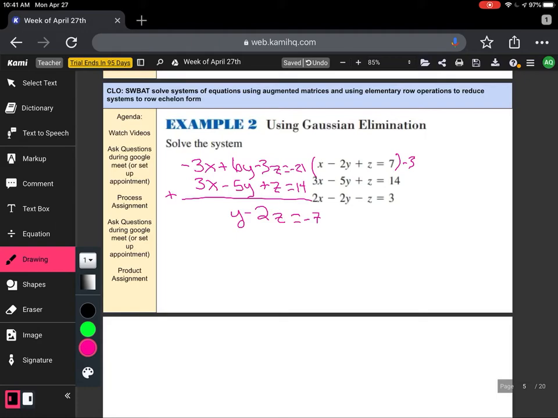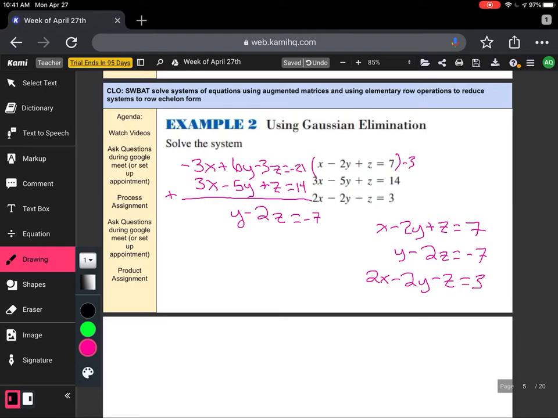Okay, so what I'm looking at now is that I have the equations. First equation, x minus 2y plus z equals 7. And now I've simplified my second equation. I have y minus 2z equals -7, right? My second equation there. And my third one is still the same there. I got 2x minus 2y minus z equals 3.